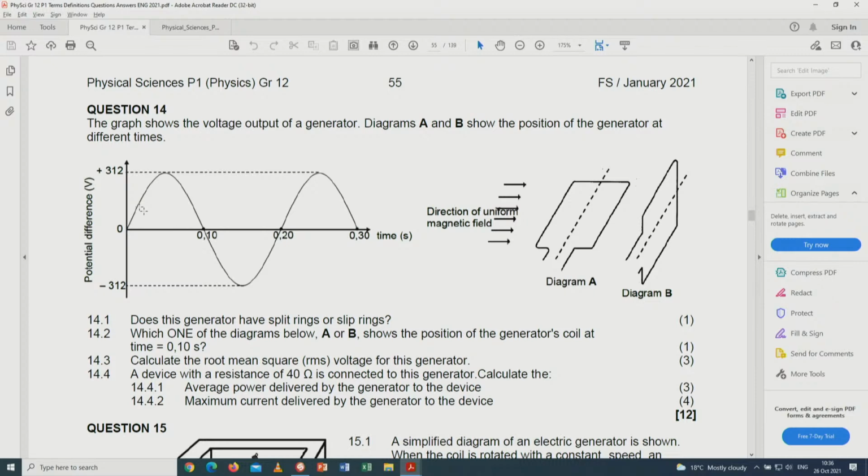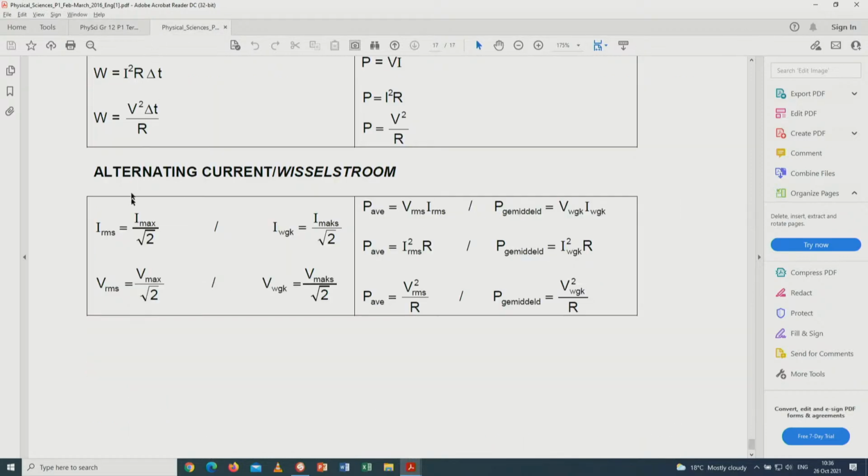And then the question says you must calculate the root mean square voltage. Again, you go to your formula sheet. You pick the formula that is giving you the quantity that you want to calculate. If you look here, this is the formula, this is another formula, and this is another formula. So we want to calculate VRMS. Yes, there's VRMS, there's VRMS, there's VRMS. Now, in this formula, there is VRMS, but we don't have the power and we don't have the current. In this formula, there is VRMS, but we don't have the power and we don't have the resistance. But in this one, we are having the maximum voltage.